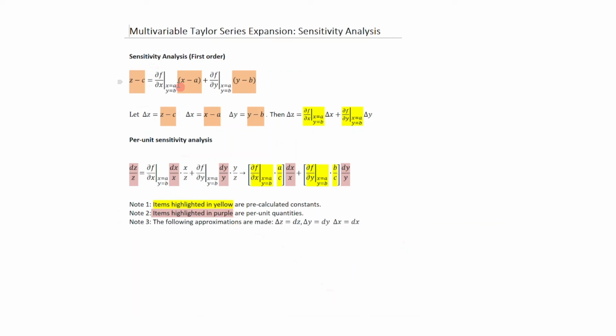How is it affected by changes in x and changes in y, which meant that all we need to do is compute the partial derivative with respect to x, evaluated at x equals a, y equals b, and the partial with respect to y evaluated at x equals a and y equals b. And so we went through this process, and effectively we could do calculations which we call sensitivity analysis.